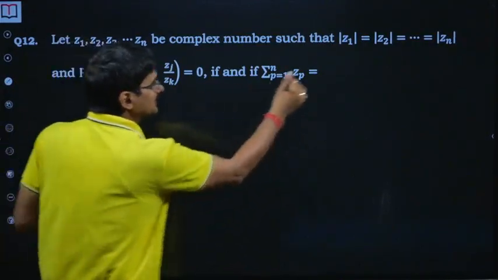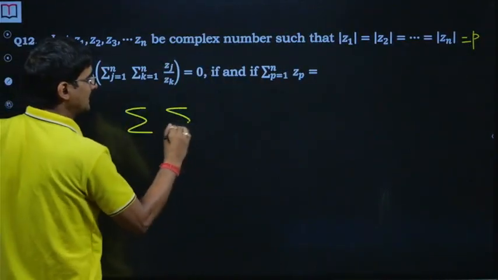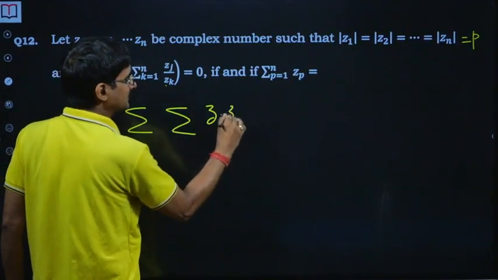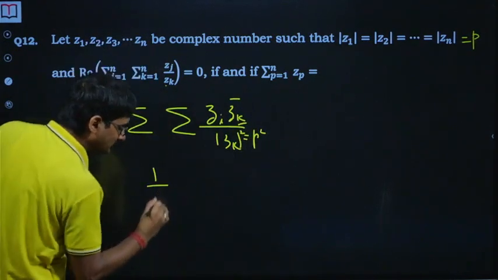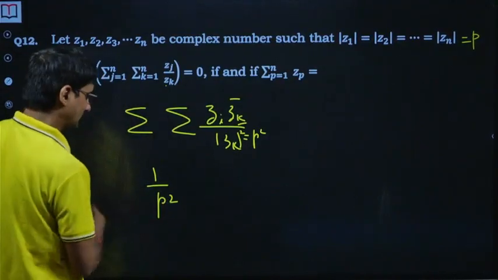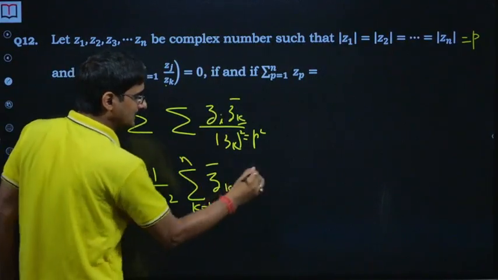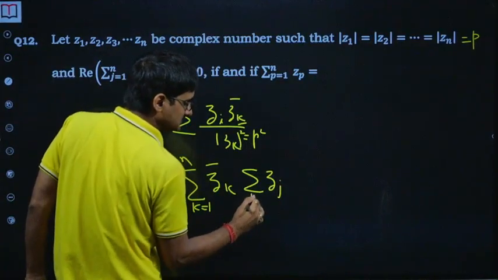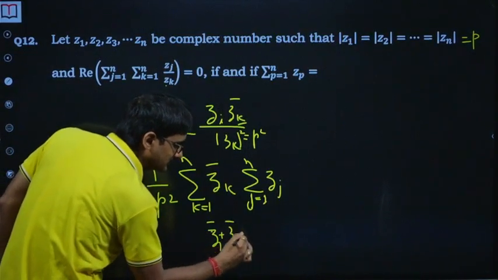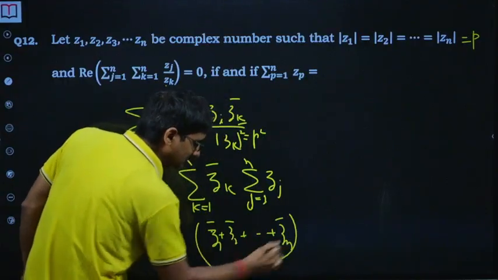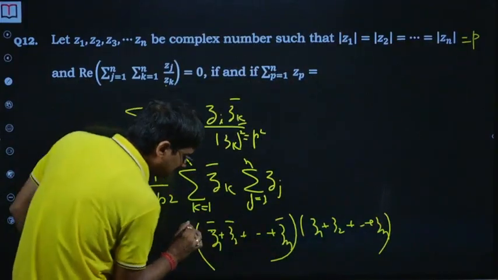Now 12th one is, see, let's say the modulus, all the modulus are p. Now what I did, I just multiplied and divided by zk bar. So it's mod of zk square, which is p square, which is a constant. So I took p square completely out, and then I wrote it as the summation of zk bar, where k goes from 1 to n, times the summation of zj bar, j goes from 1 to n. Now see, this is z1 bar plus z2 bar plus dot dot dot zn bar into z1 plus z2 plus dot dot dot zn. Now the property says that this is nothing but the whole bar.